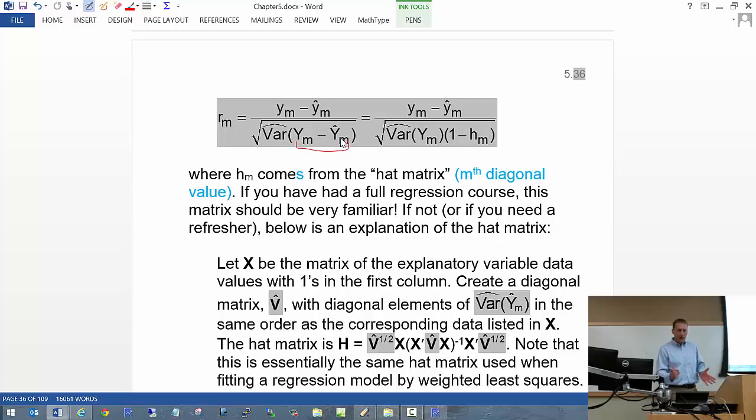First of all, let me just give you an intuitive sense for what this h sub m represents. It represents basically how far is this observation in terms of its x's? How far is it from, let's say, the center of all the observations in terms of their x's? So this value is between 0 and 1. The farther it is from 0, the more, let's say, outlying the x's are for this particular observation.